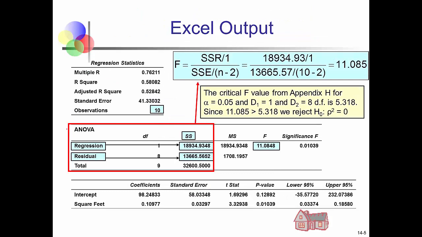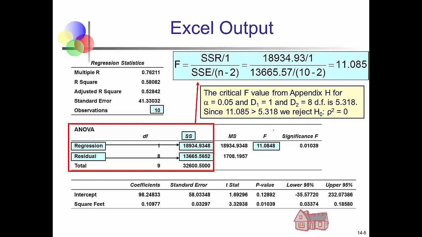Excel and Minitab do this calculation for us. They use numbers from the ANOVA block to calculate the F-score. So the sum of squared regression is 18,934 divided by 1. The sum of squared error is 13,665.57 divided by 10 minus 2 for our example when we were using square feet as it impacts the price of housing. Our F-score is 11.085.